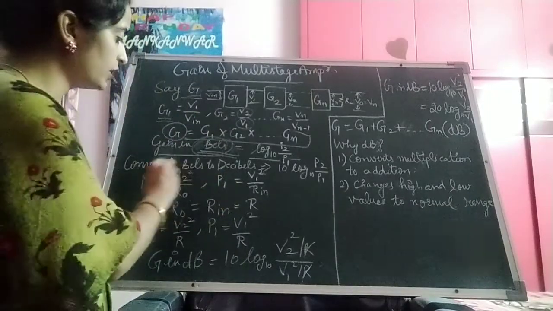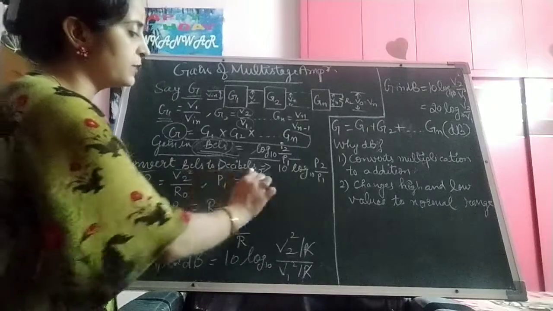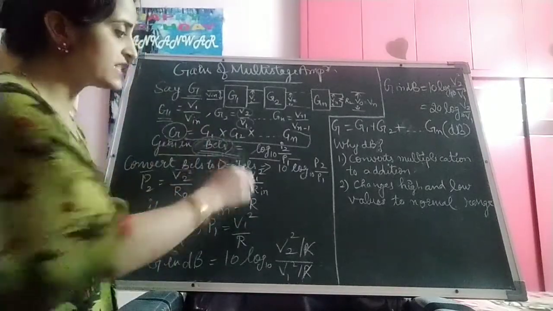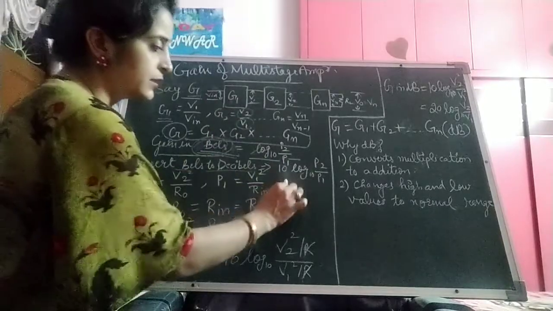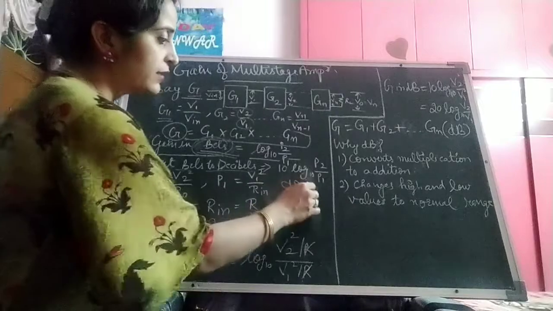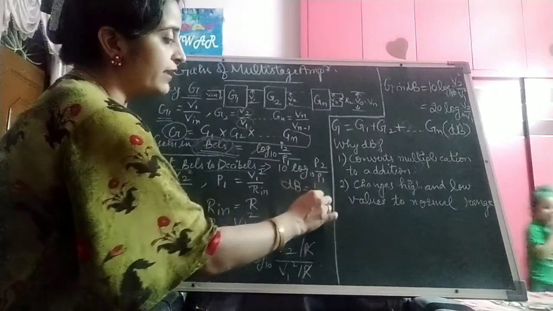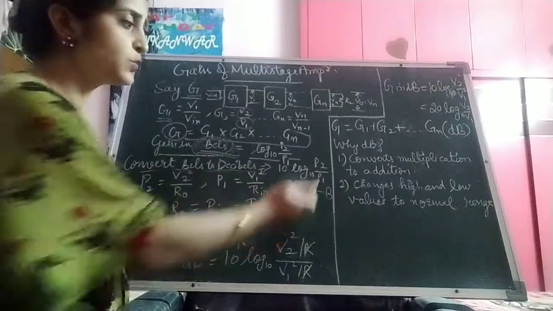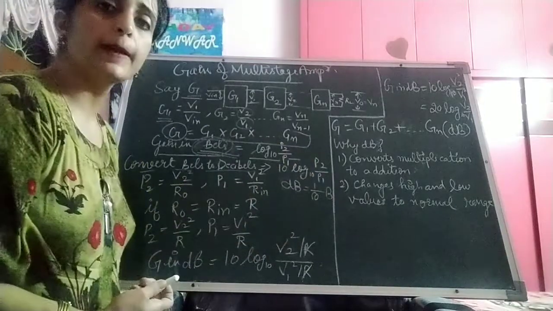And if we convert it into a smaller unit, we will convert bels into decibels. If we convert the bels into decibels, the decibel value, dB, is equal to 1/10 of the bels. The decibel value is 1/10 of the value of the bels.